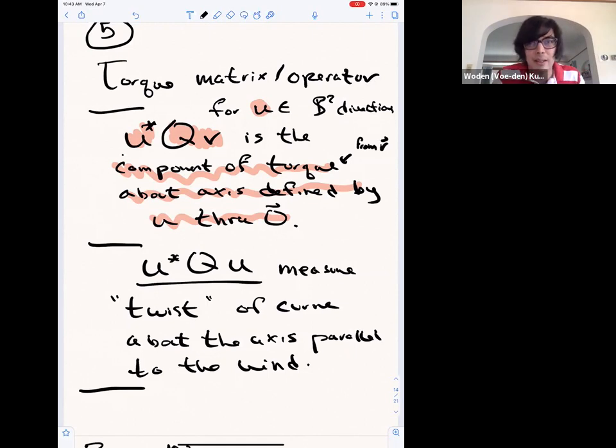In particular, if we look at this really as a quadratic form, that is, we take UQU, that's the twist in the direction of the wind. You take your body, you blow on it, and you see which direction it turns. Or you take your potato, it's in your maple syrup, you let it go. Does it twist to the left, do you see it rotate to the left, or do you see it rotate to the right? That's what UQU is going to measure.